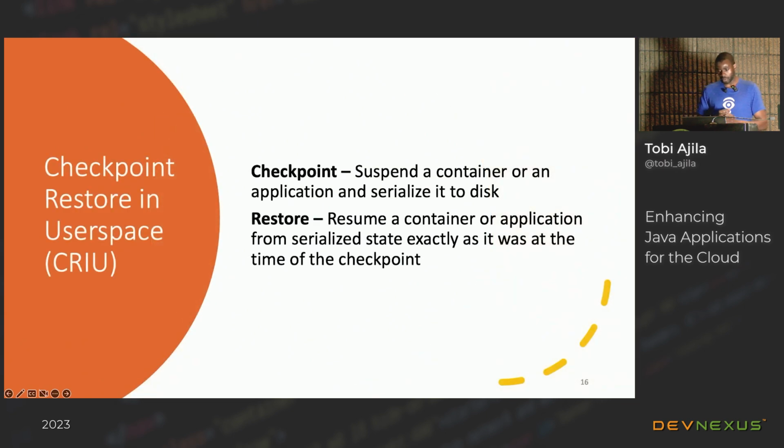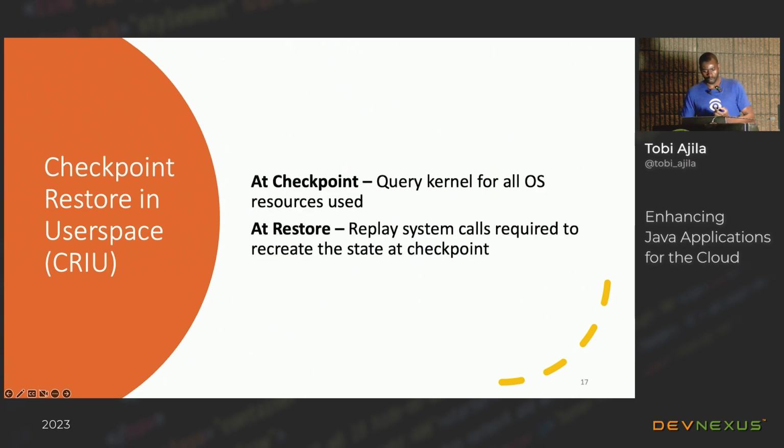So CRIU is a project that began in 2012. It actually started earlier, but at that time it was a kernel space project. In 2012 is when they decided to do it in user space. So it's a utility that can take a running container or individual application and then checkpoint its state, suspend it, serialize it, and then that suspended state has everything you need to resume it. So the state can be resumed on the same machine or on a different machine, so it's quite flexible. So how does it actually work?